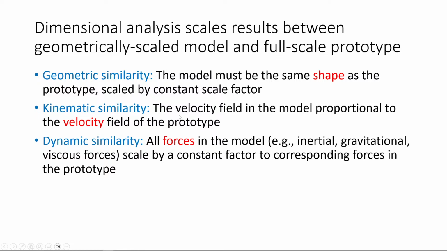And you have kinematic similarity: the velocity field of the model is proportional to the velocity field of the prototype. And in order to ensure full similarity, you also need dynamic similarity. Geometric similarity has to do with length, kinematic similarity has to do with the velocity field, like time, and here all forces in the model, like inertial, gravitational, and viscous forces, scale by a constant factor to the corresponding forces in the prototype.